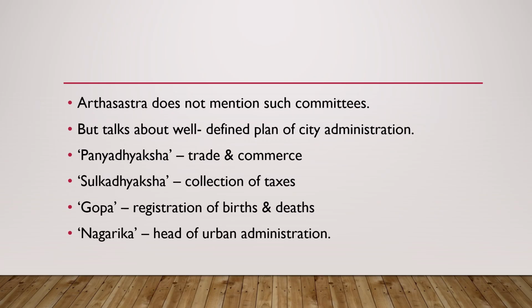Arthashastra, however, does not mention such committees. We find this in Megasthenes' description, but we do find in the Arthashastra a well-defined plan of city administration, and the Arthashastra mentions officials like Panyadhyaksh, who looked after trade and commerce, Sulkadhyaksh, who looked after collection of taxes, Gopa, who looked after registration of births and deaths, and Nagarika, who was the head of urban administration.